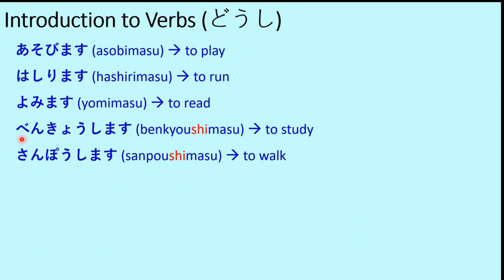This benkyoshimasu you will come across frequently in this course, and in every Japanese language book it is very common because it indicates to study. Similarly, samposhimasu means to walk. So these are the basic verbs which we will use to form example sentences using the ni particle.